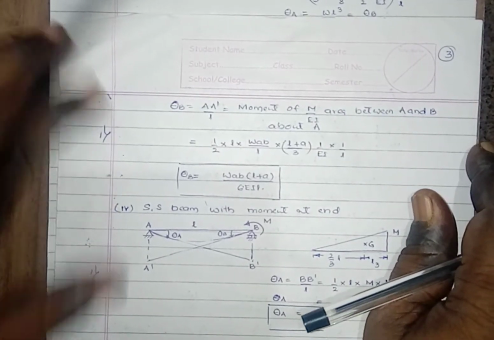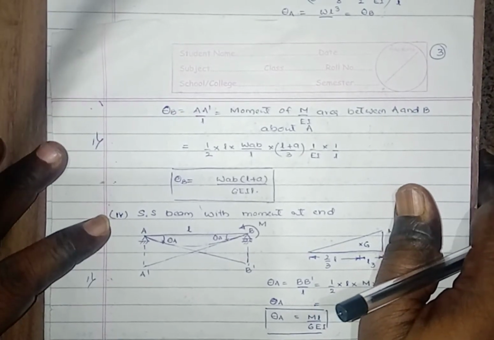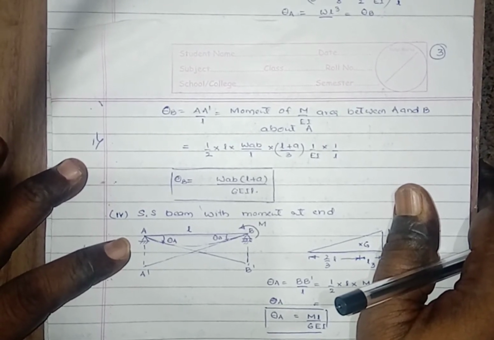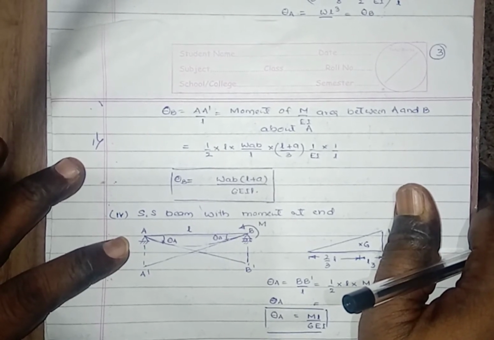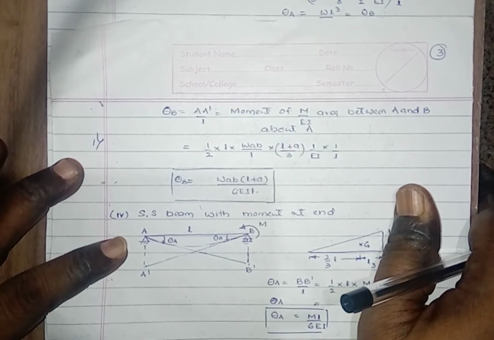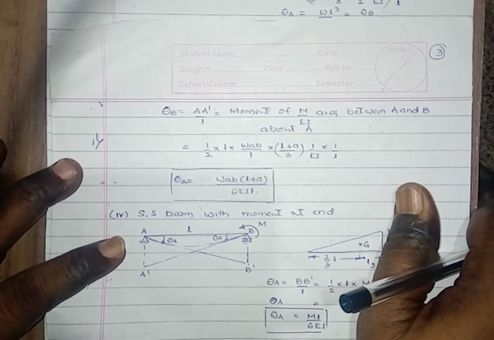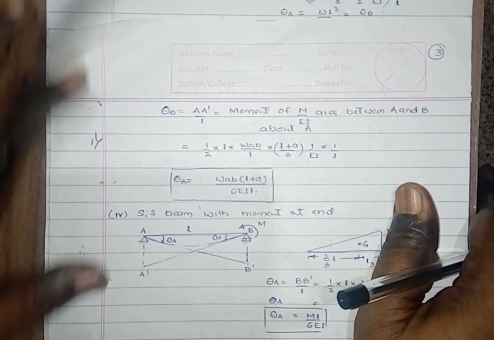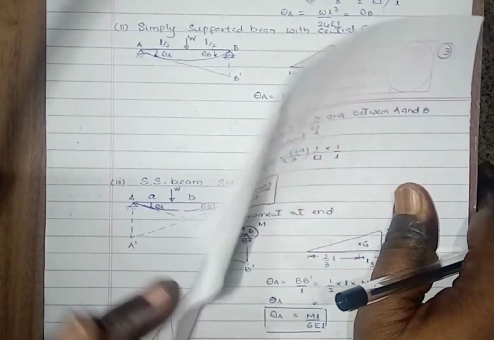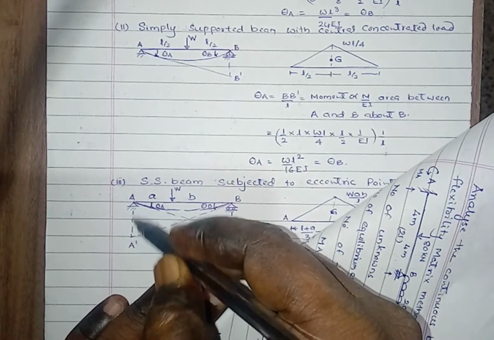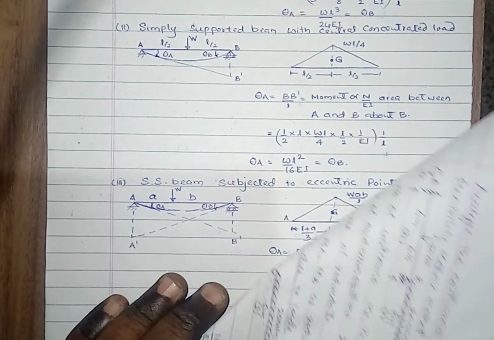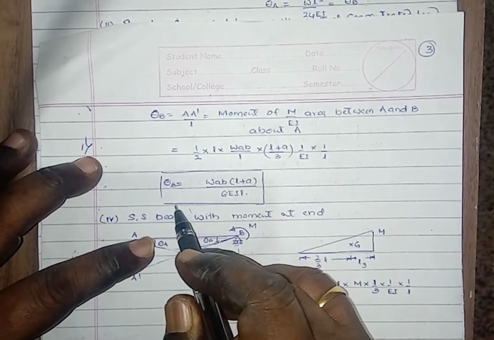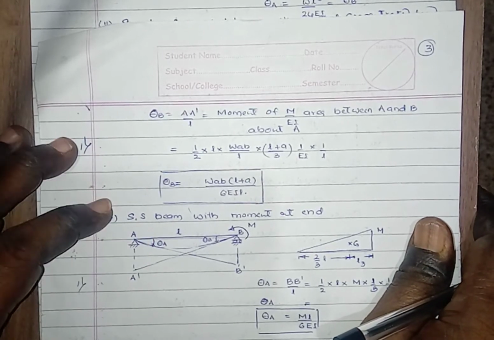Then similarly, theta B equals AA dash by L. AA dash is given by the moment of M by EI area between A and B about A, that is half of the span, that is half of L, into ordinate of the maximum bending moment Wab by L, into centroidal distance from A, that is L plus a by 3, into 1 over flexural rigidity, you will get AA dash divided by L, that equals theta B. Here this is the tangential deflection at A due to the tangent at B, that one equals theta B equals AA dash by L, that one equals Wab into L plus a divided by 6 EIL.